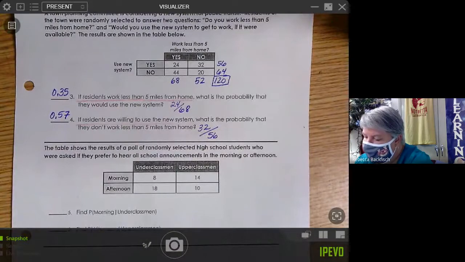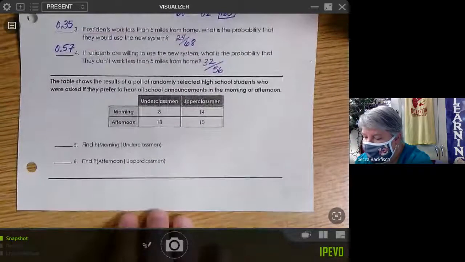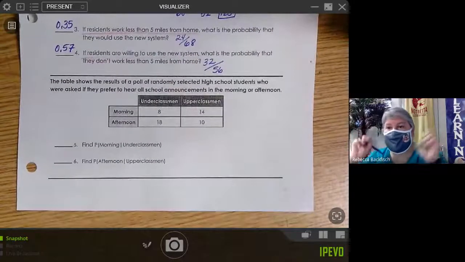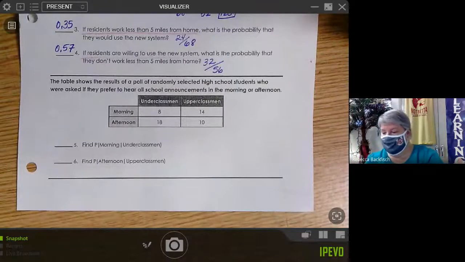The table shows the results of a poll of randomly selected high school students who were asked if they prefer to hear all school announcements in the morning or in the afternoon. Okay, I'm going to let you guys try these two. These are written in that given format with the vertical line. Find the probability that they said morning given that it's an underclassman, or find the probability that they said afternoon given that they were an upperclassman.